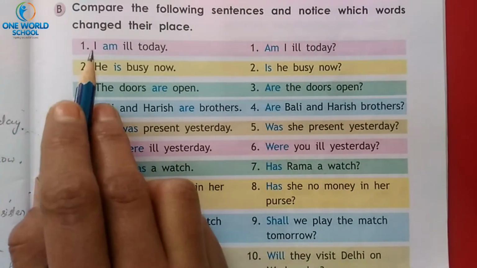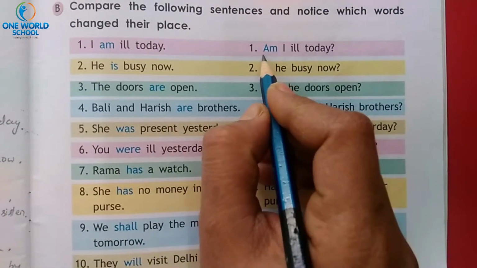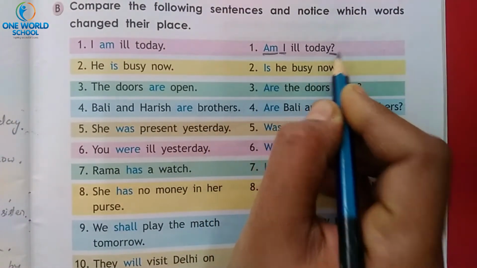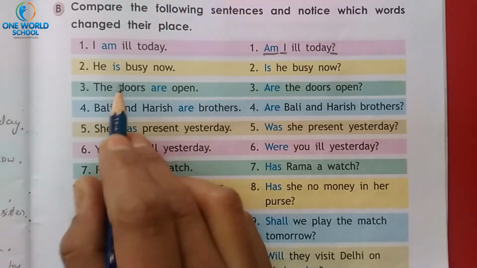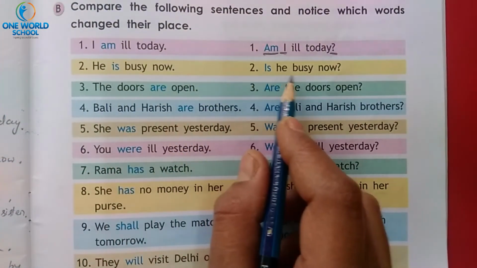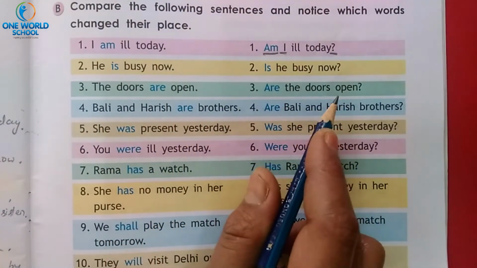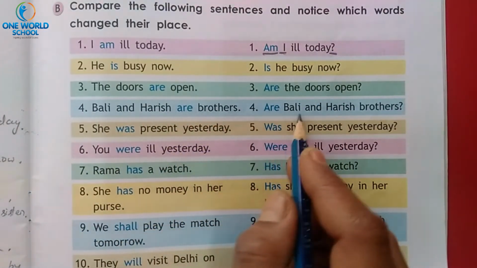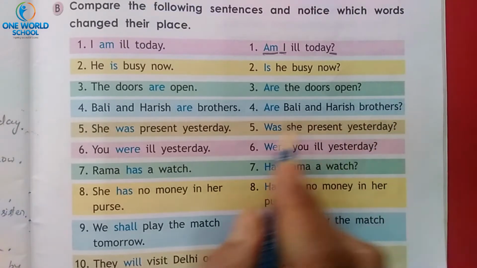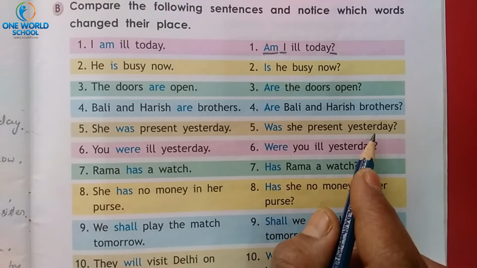Now we will look at the examples. Look, I am ill today. Am I ill today? Look, verb is first, then subject, then question mark. So in this manner, interrogative sentences are written. He is busy now. Is he busy now? The doors are open. Are the doors open? Bali and Harish are brothers. Are Bali and Harish brothers? She was present yesterday. Was she present yesterday?